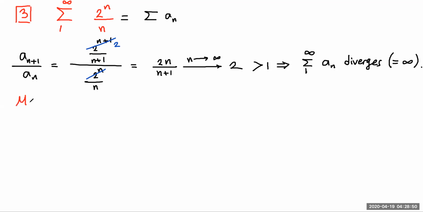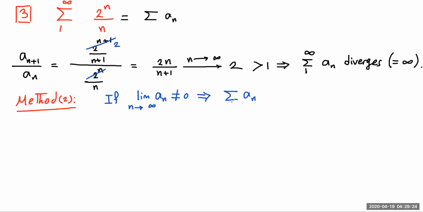Method 2, we can solve this exercise using the nth term test. What was the nth term test? Let's remember and repeat it here. If the limit of an when n goes to infinity is not equal to 0, then sigma an from 1 to infinity, for example, diverges.